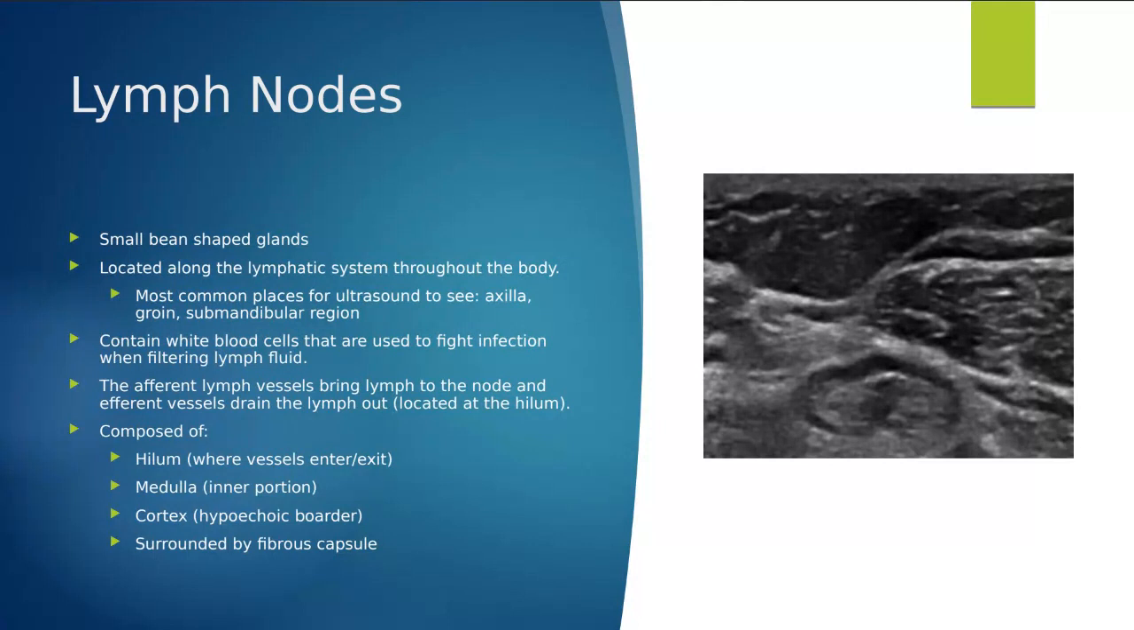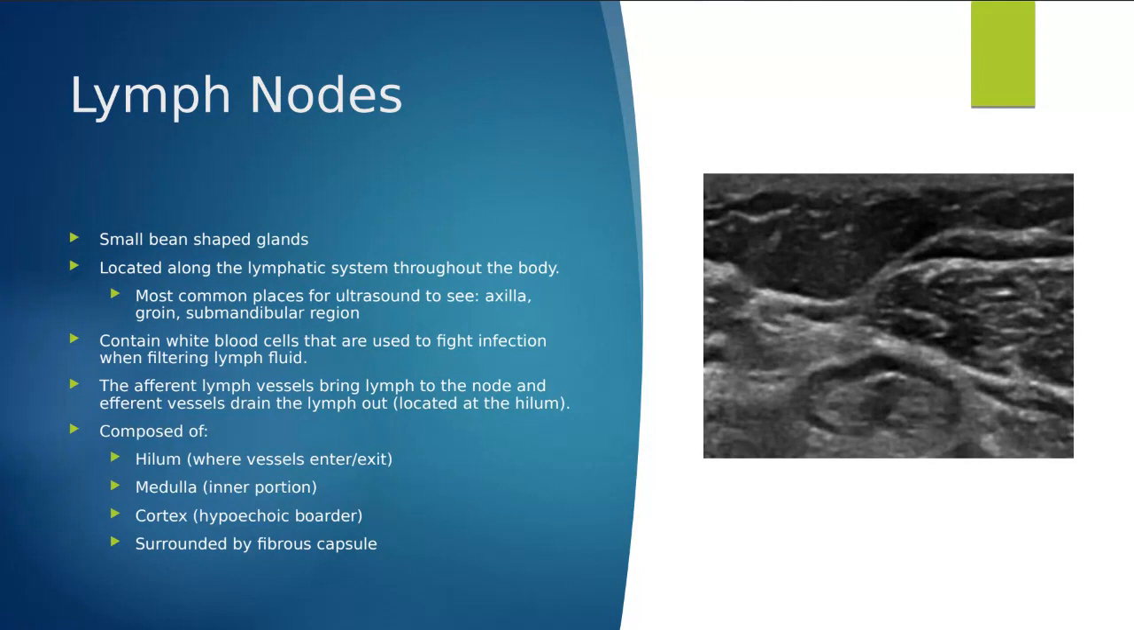So our medulla is our inner portion and our cortex is our outer portion. Our cortex should always be nice and thin and hypoechoic. Our medulla should always be hyperechoic. Okay, and then we can sometimes see the lymph nodes surrounded by a fibrous capsule.